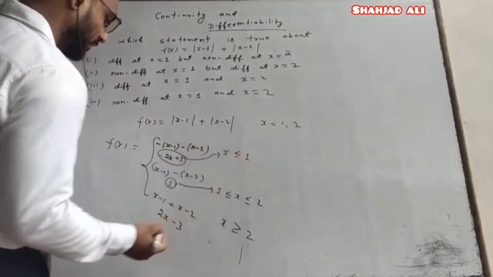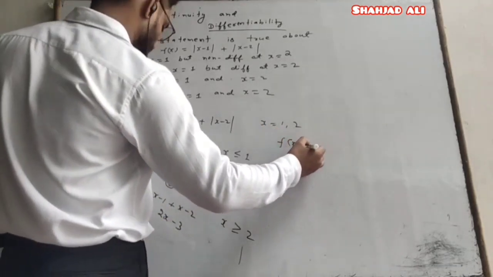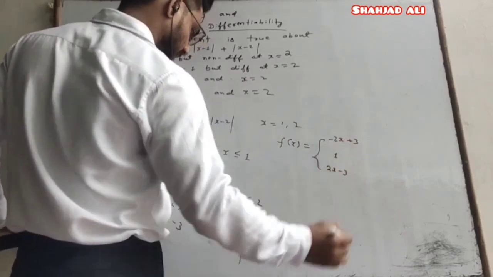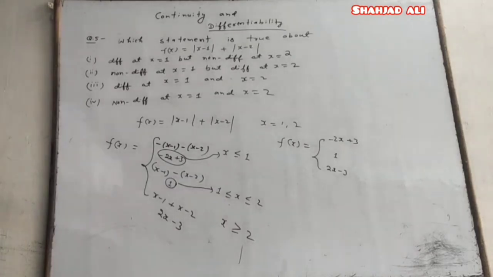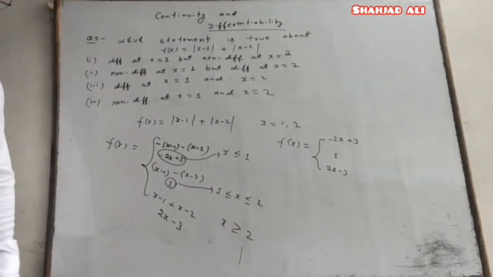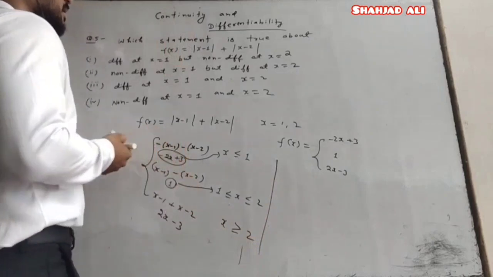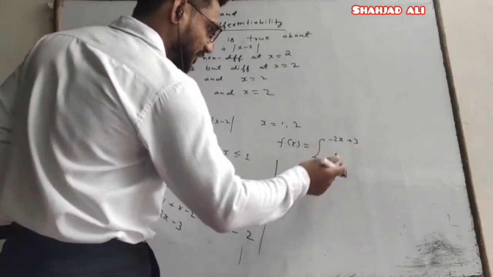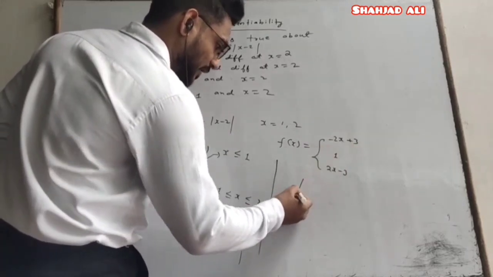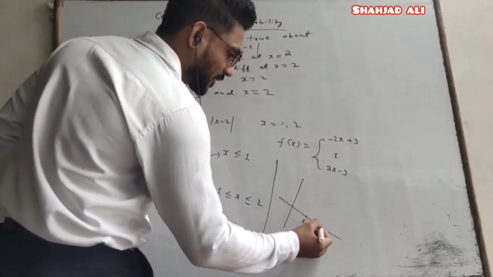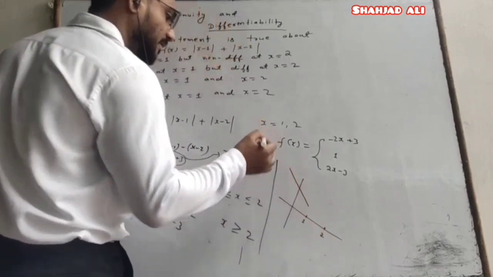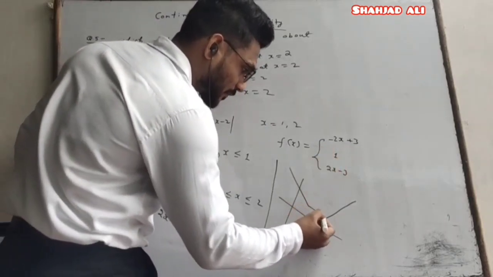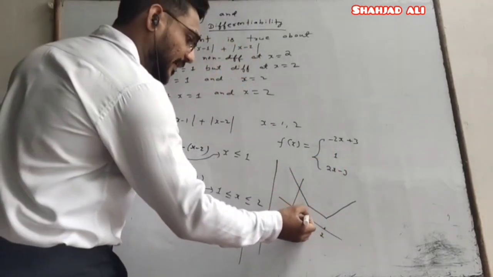Now this question has become like f(x) equal to minus 2x plus 3, 1 and 2x minus 3 with different conditions, right? So now you can solve it by any method, either graphical method or the conceptual method. So let's do it. We want to check the graph. We will draw it: minus 2x plus 3, 2x minus 3 and 1. If this is 1, this is 2, this will be the minus 2x plus 3 line, this will be the 2x minus 3 line, and that height will be 1.